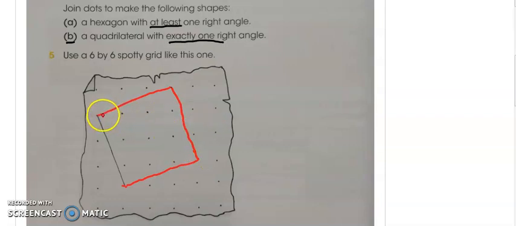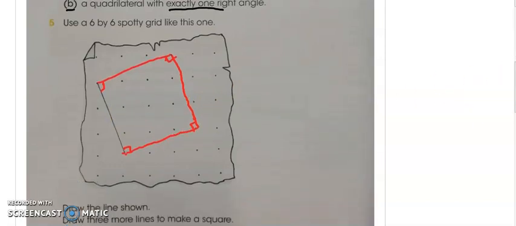You can see here, this is a right angle, this is a right angle, this is a right angle, this is a right angle, and all four sides are equal also. So we make a square by joining the spots given accordingly.